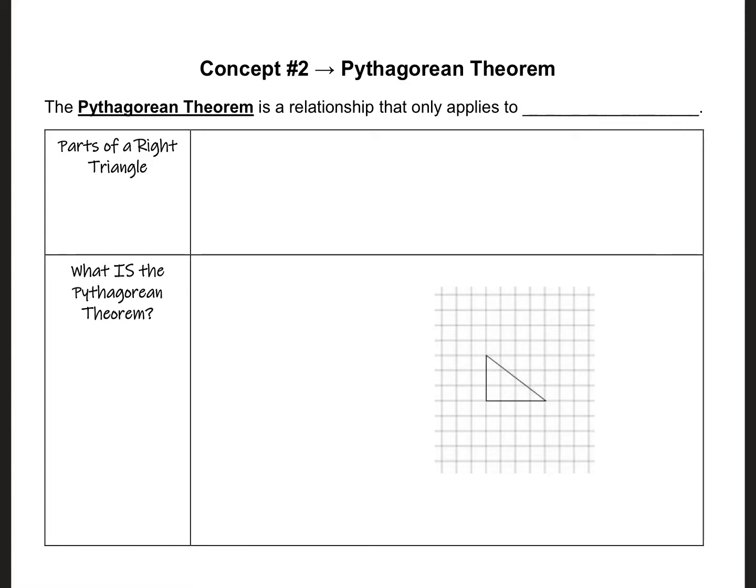Hey everyone, we are going to talk about the Pythagorean theorem today. Some of you may have learned this before and some of you may not have, but we will go through all of the details that you're going to need to know about this theorem. So first of all, the Pythagorean theorem is a relationship that only applies to right triangles.